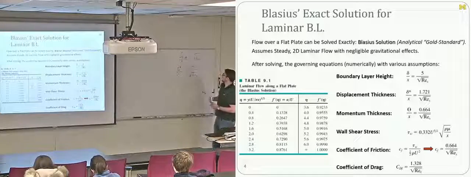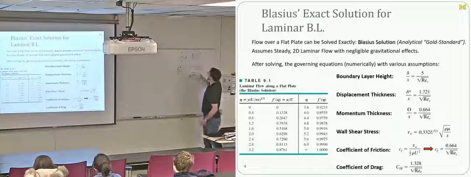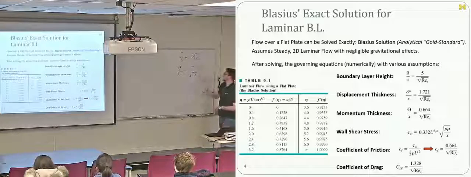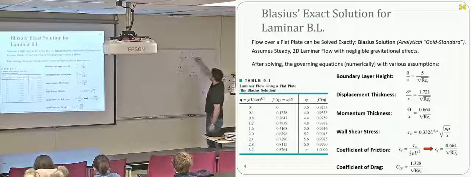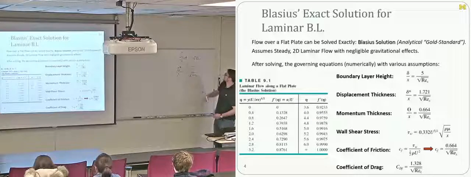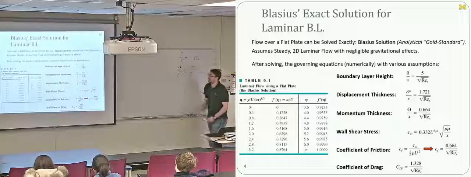So we can see, this is supposed to be 5. So we can see right now that the ratio of the dimensional boundary layer thickness to this displacement thickness is constant. It's about 1 to 3.